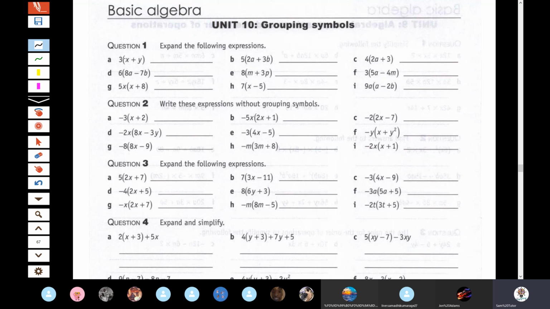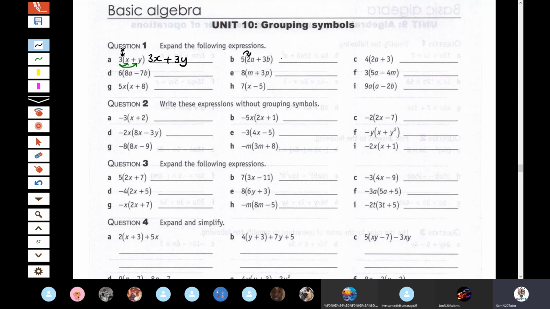Before I start, what is between the 3 and the bracket? So what goes right there? A times. So between the 3 and the bracket, there is a times. So all you're actually doing is 3 times x and then 3 times y. So I'll write it in a long version. 3 times x, which is 3x, plus 3 times y, which is 3y.